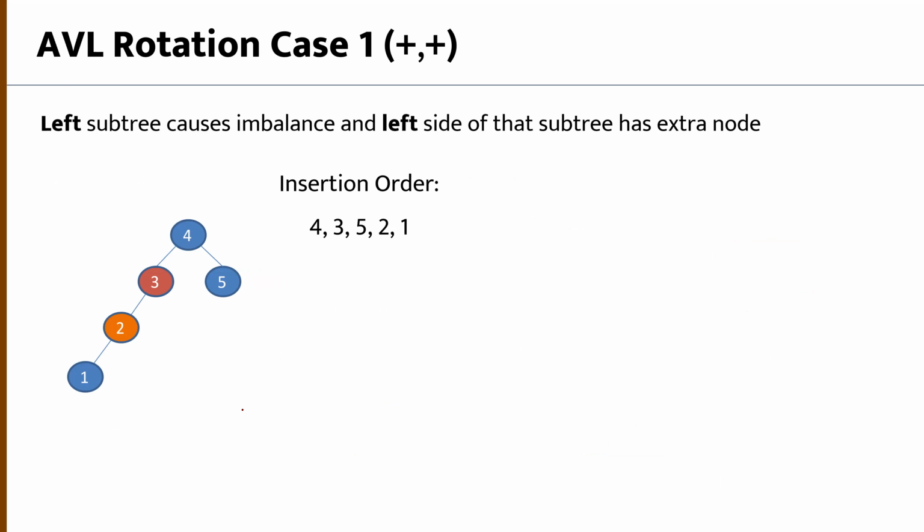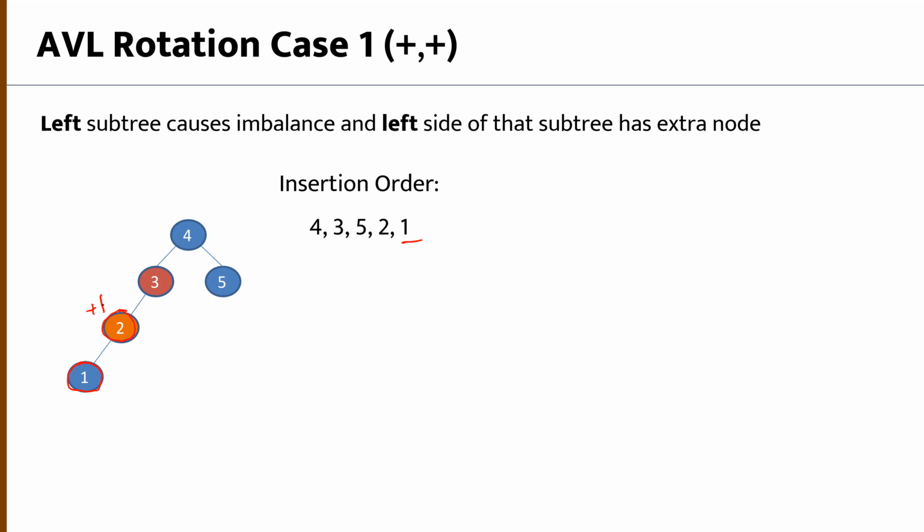So the left subtree causes an imbalance, and the left side of the subtree has an extra node. If we look at this, the last element we inserted was this 1 right here. And if we look at the balance factor once again, remember the balance factor is the height of the left subtree minus the height of the right. So this is balanced because its balance factor is actually 0. There's nothing on the left and there's nothing on the right. We'll traverse up. The balance factor of this is 1 minus 0 since it has something on the left, but it doesn't have anything on the right. So it is a positive 1.